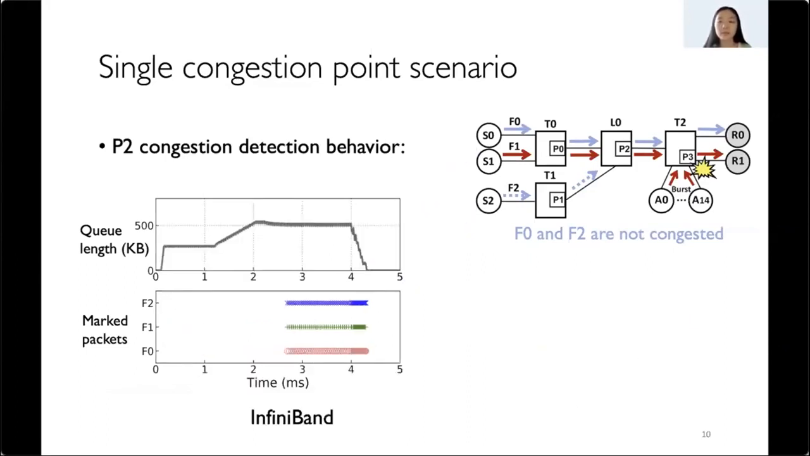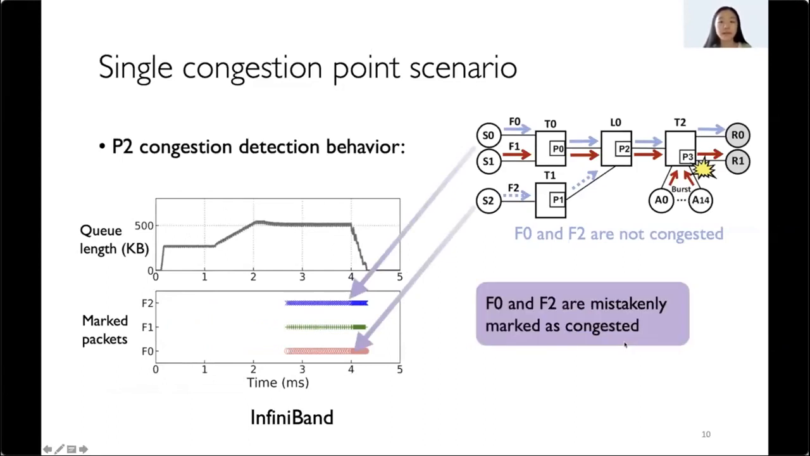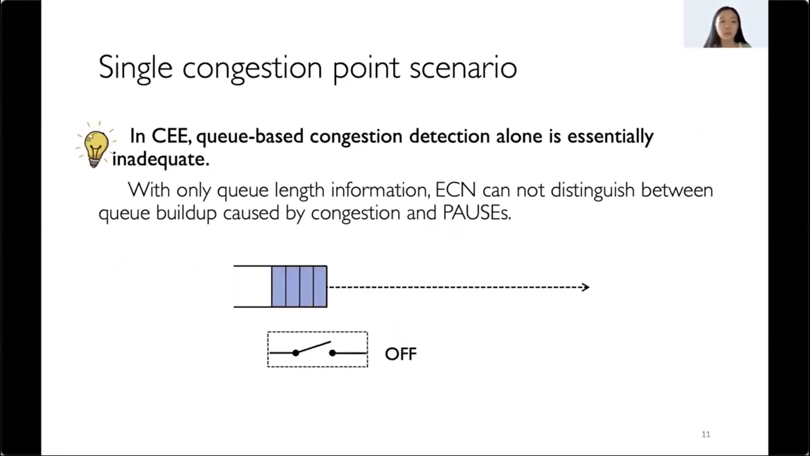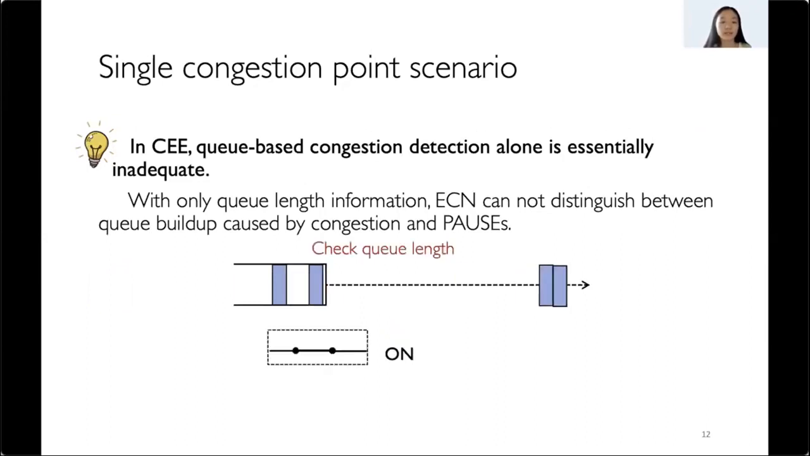Similarly, in InfiniBand, port P2 also has a large queue buildup due to congestion spreading. Partial packets of F0 and F2 are also mistakenly marked as congested. According to the above observations, we draw several insights. First, in CEE, queue-based congestion detection alone is essentially inadequate. With only queue-length information, ECN cannot distinguish between queue buildup caused by congestion and pauses. When the port is on again, ECN checks queue length and may mistakenly mark packets.